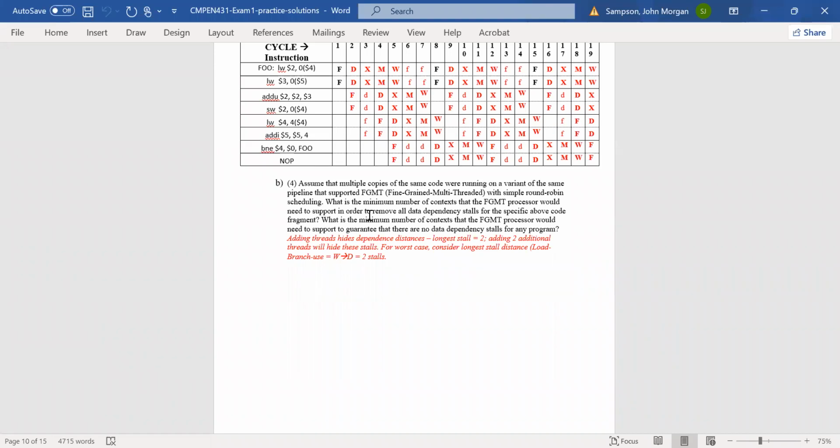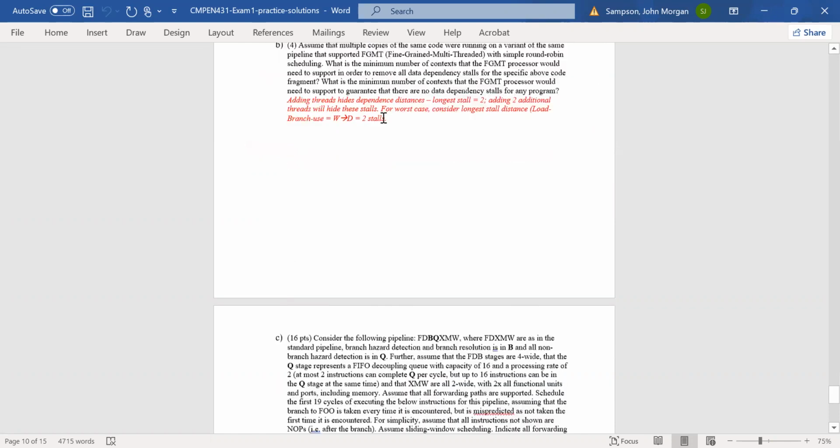Now, could you actually get a number that's smaller than this? Actually, also yes, but I'm not asking about that particularly. I just want you to understand what FGMT is for. And I will, as I said, put up another couple of FGMT questions.